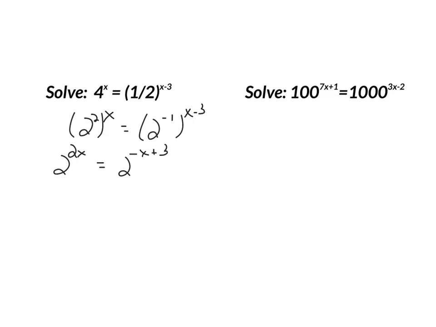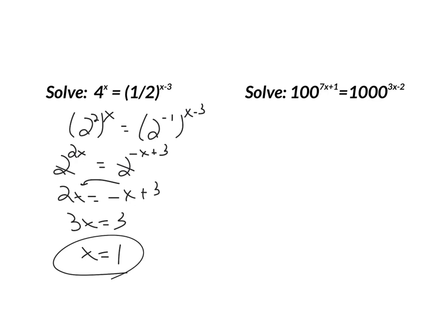Now, your 2's are the same now, because think about the last slide. When the bases are the same, the exponents must also be the same for it to be equal. So I'm just going to forget the bases for a second and set the exponents equal. 2x equals negative x plus 3. Moving that x over, that's 3x equals 3, so x equals 1.